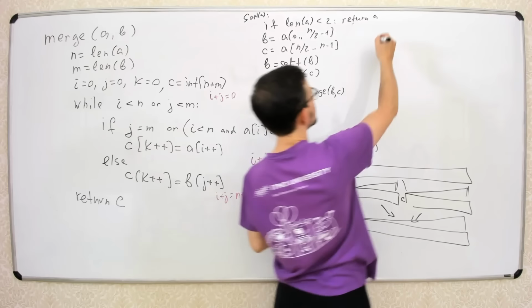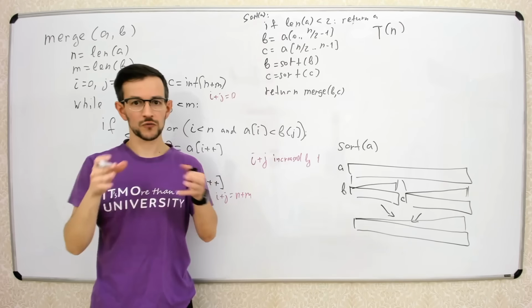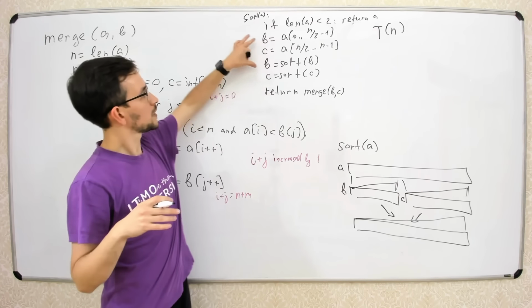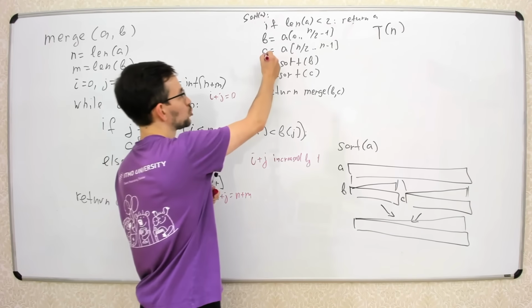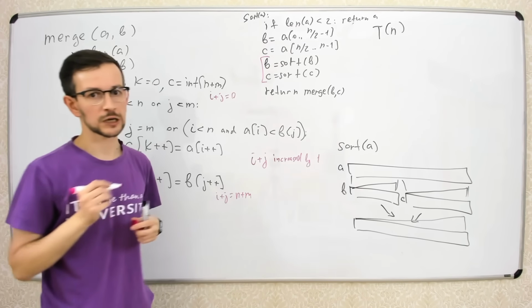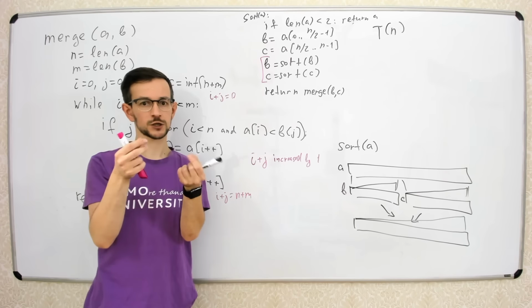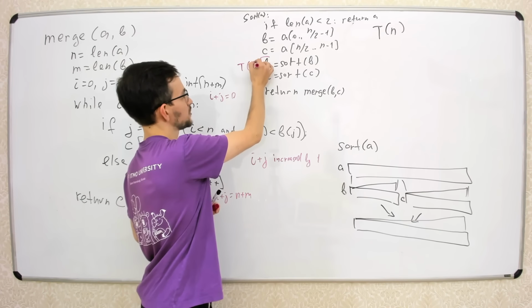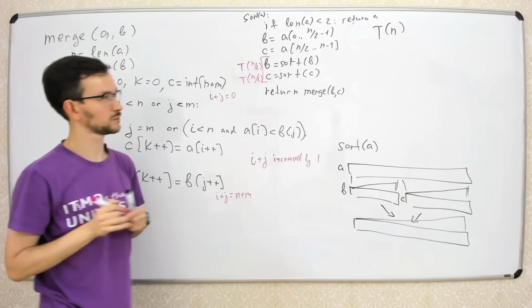Let's say that T of n is the time complexity for an array of size n. So what happened here? Here we have two recursive calls. But each recursive call has an array of half the size. So we have two recursive calls, each call spends time T of n over 2. We have T of n over 2 here, T of n over 2 here.